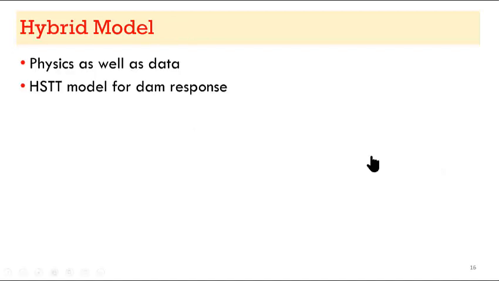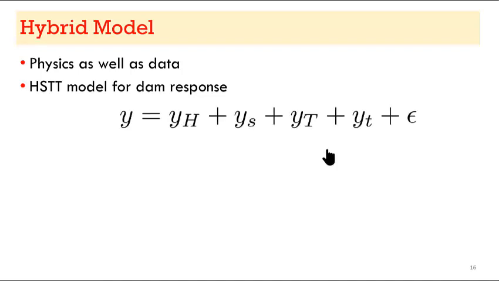So the next kind of degradation model is the hybrid model. This basically uses physics as well as data, both. So this takes the good from the physics-based and also from the data-driven approach. For example, in case of dam response measurement, we have one model called the HSTT model, and this model basically uses physics as well as data. This model is basically a superposition of different terms, and it can be shown like this.